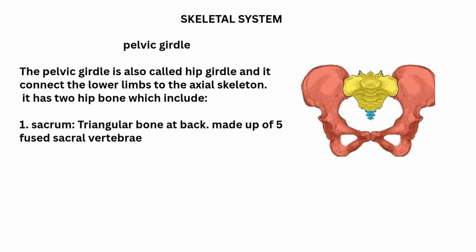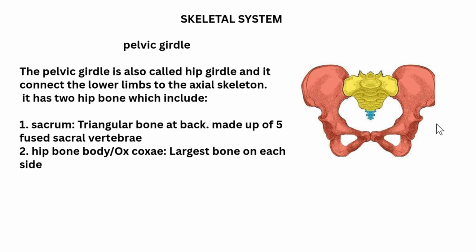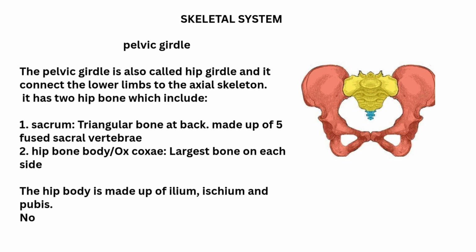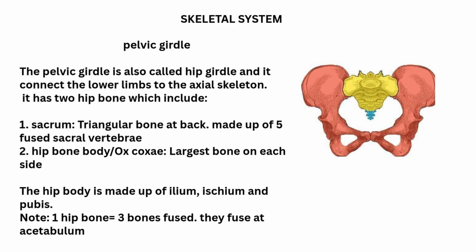2. Hip bone / os coxae, largest bone on each side. The hip bone is made up of ilium, ischium, and pubis. Note, 1 hip bone equals 3 bones fused. They fuse at the acetabulum, known as the hip socket.